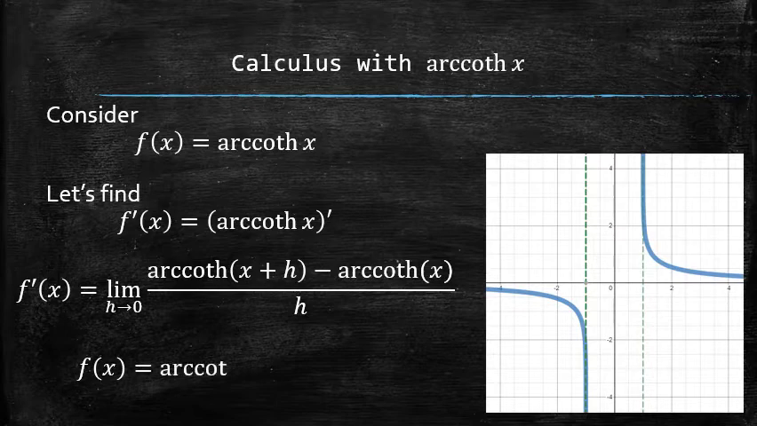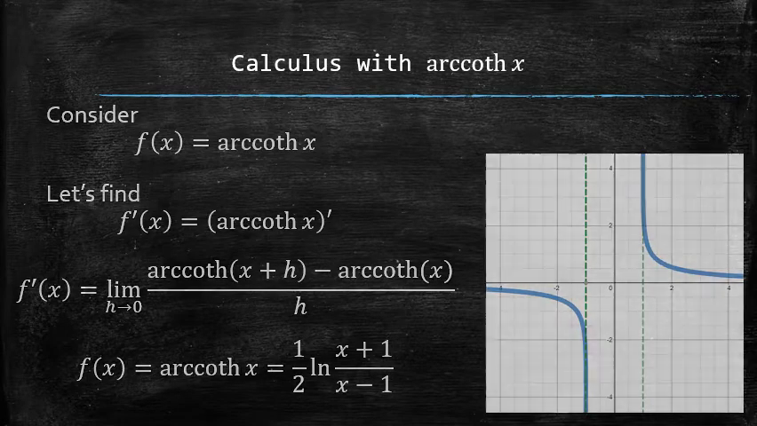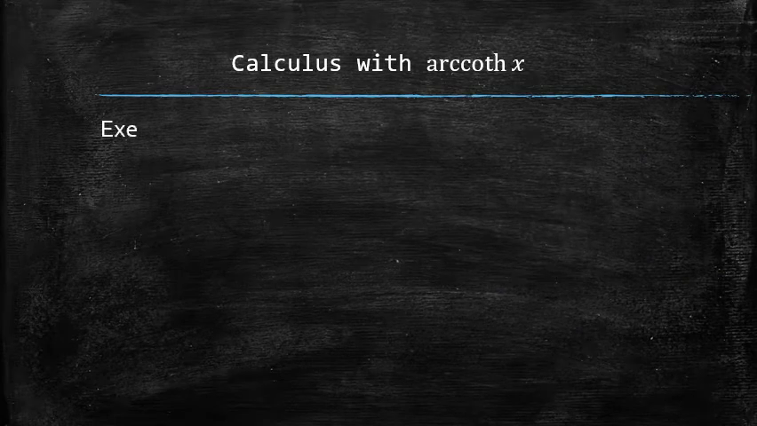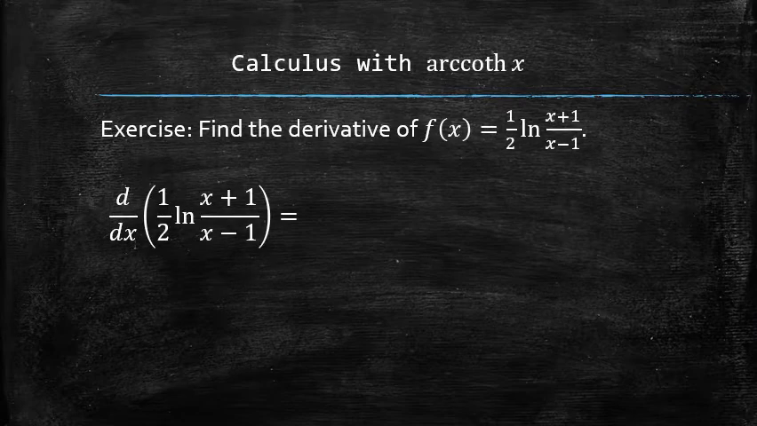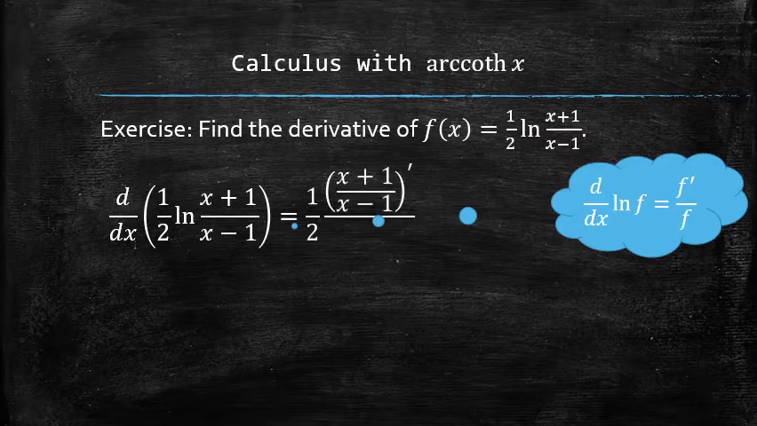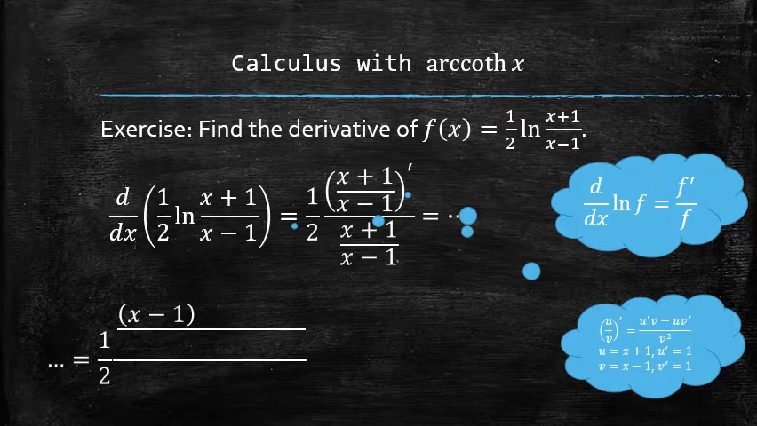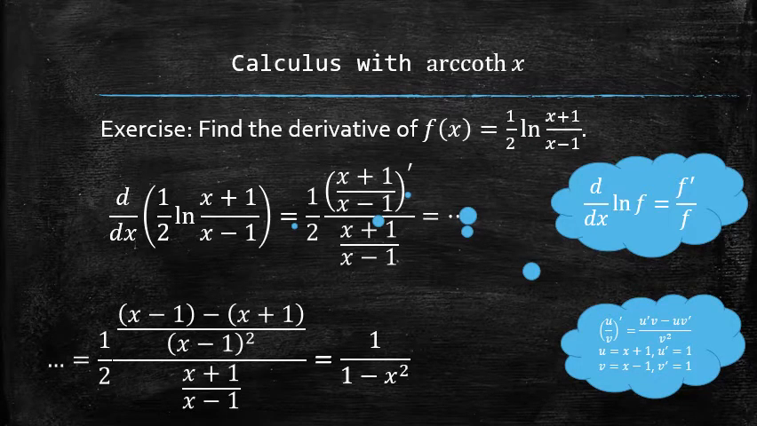But let's not forget the alternative definition of the hyperbolic cotangent function. We can differentiate this function using the chain rule, which is particularly easy when applied to the natural logarithmic function. Simplifying the expression produces a surprisingly nice result.